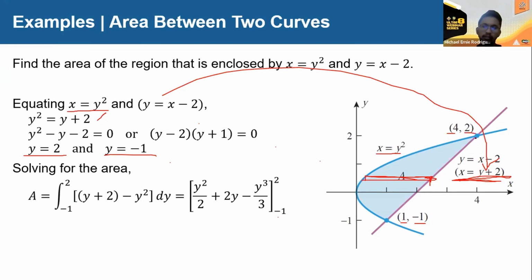Okay. So solving for the area of this, we have the right, okay, yung right natin na curve, which is the line, we have y plus 2, okay, minus the yung sa left na curve, we have y squared. So, minus y squared, o integrate, y squared over 2 plus 2y minus y cubed over 3. And then, yung limits is from, okay, ito, negative 1. Sa y tayo, ha? And then, up to 2. Okay? So, we have our answer 9 over 2.